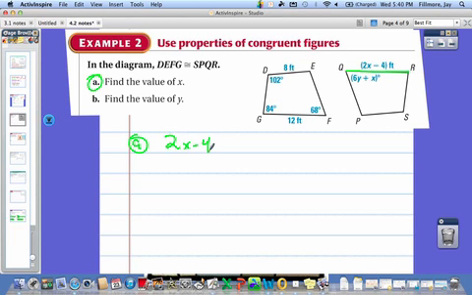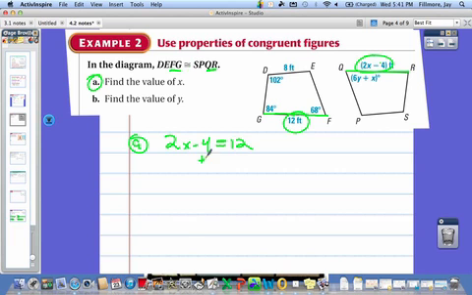Well, I need some values to be able to help me solve for x. I have a lot of values over here. So let's see what side corresponds to QR. QR is my last two letters, so FG corresponds to QR, which is down here. And if I rotated these two figures, you would see that both of these would be on the bottom. So they're going to be equal. So 2x minus 4 is going to equal 12 because these are corresponding parts. And they're congruent because the figures are congruent.